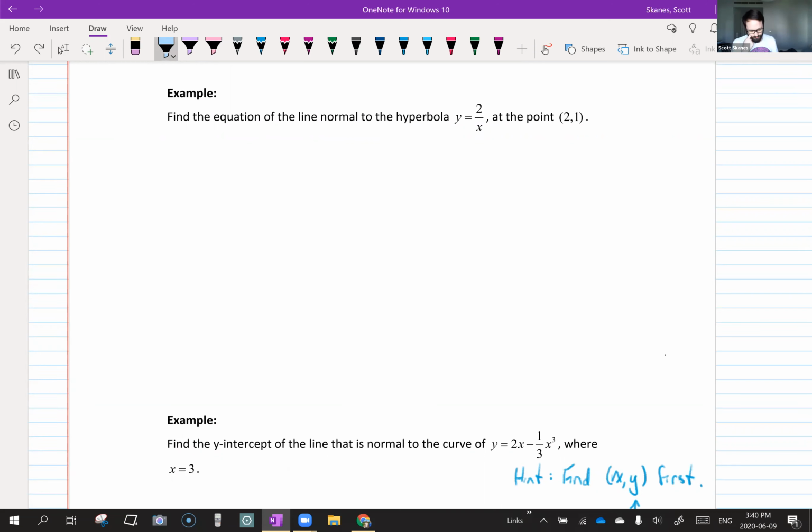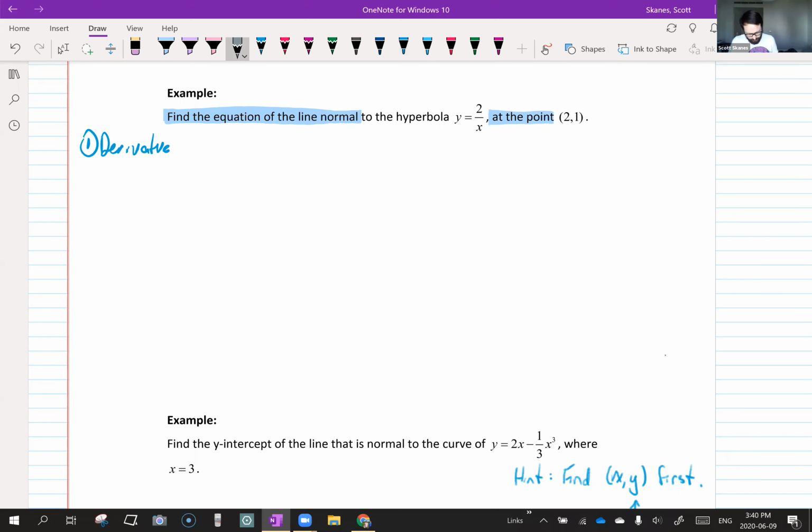Let's read the question carefully. Find the equation of the line normal to the hyperbola. So first of all, find the equation of the line normal to the hyperbola. It means find the equation of the normal line, which means the perpendicular line to this function. This is our function, and we've been given a point at the point 2, 1. So our steps are going to be exactly the same as what we've been expecting. First step, get the derivative.